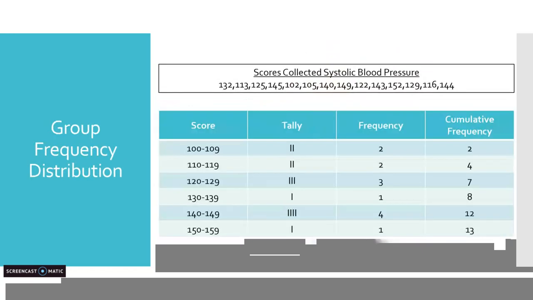Here's an example using scores collected from systolic blood pressure. As you can see, the scores, instead of being single numbers, are now grouped together. The rest of the table stays the same, but this just allows you to fit more data into a table. If I was doing this as single numbers, there'd have to be 59 rows from 100 all the way down to 59.